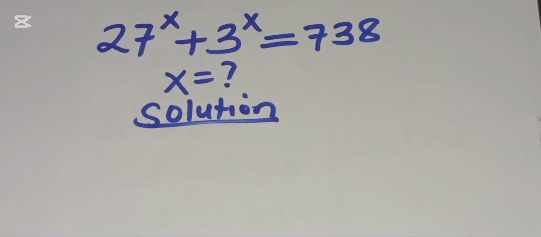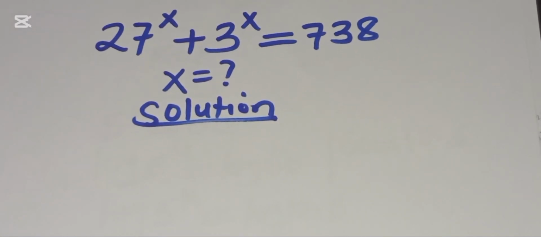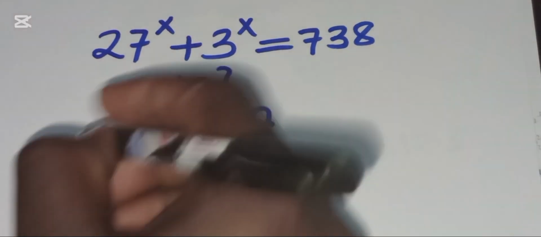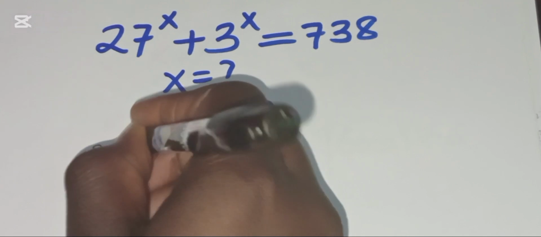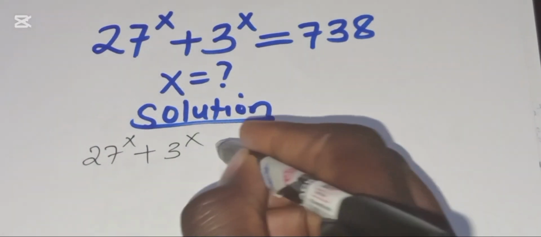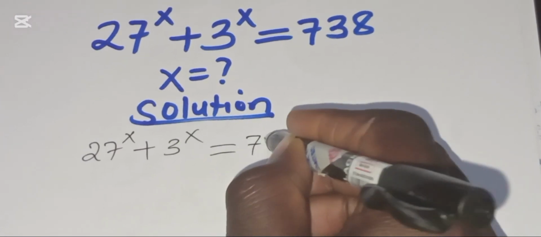Let's provide a solution to this nice exponential equation: 27 raised to the power x plus 3 raised to the power x is equal to 7.8. What is the value of x? Solution. Now we have 27 raised to the power x plus 3 raised to the power x, and this is equal to 7.8.